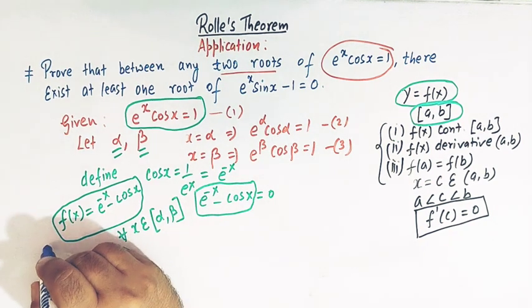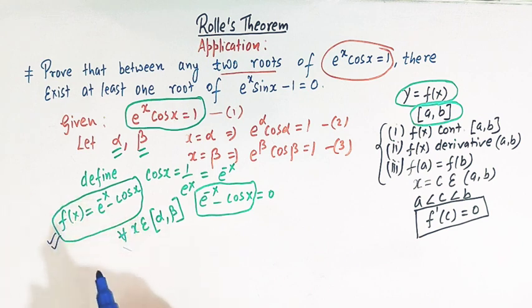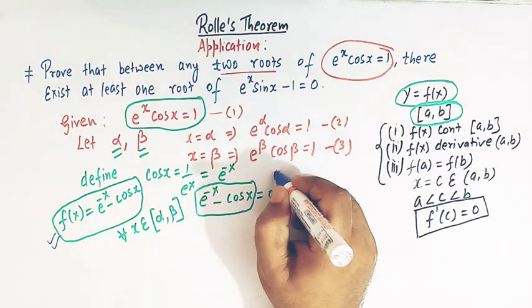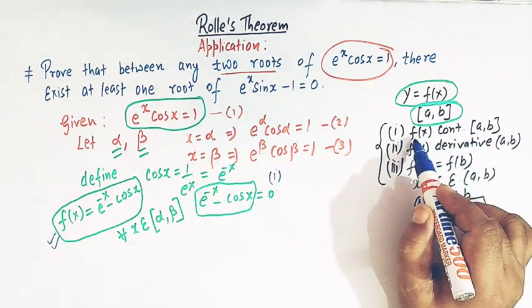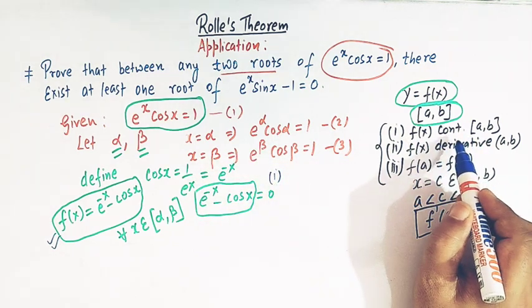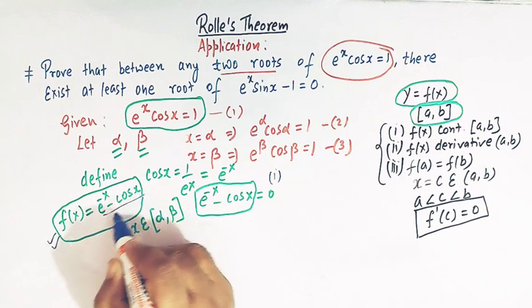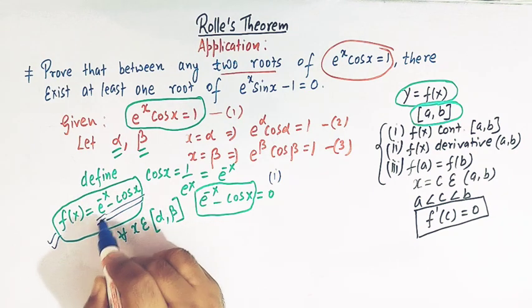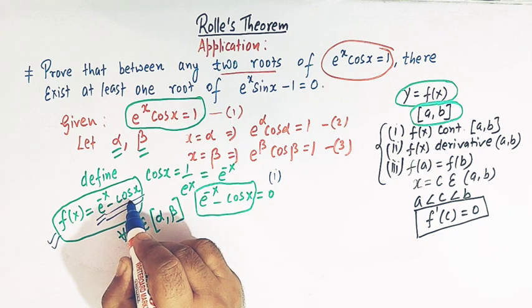So now let us apply the conditions of Rolle's theorem to this function. The first condition is that f of x should be continuous. And here we see that f of x is a combination of exponential function and the trigonometric function.